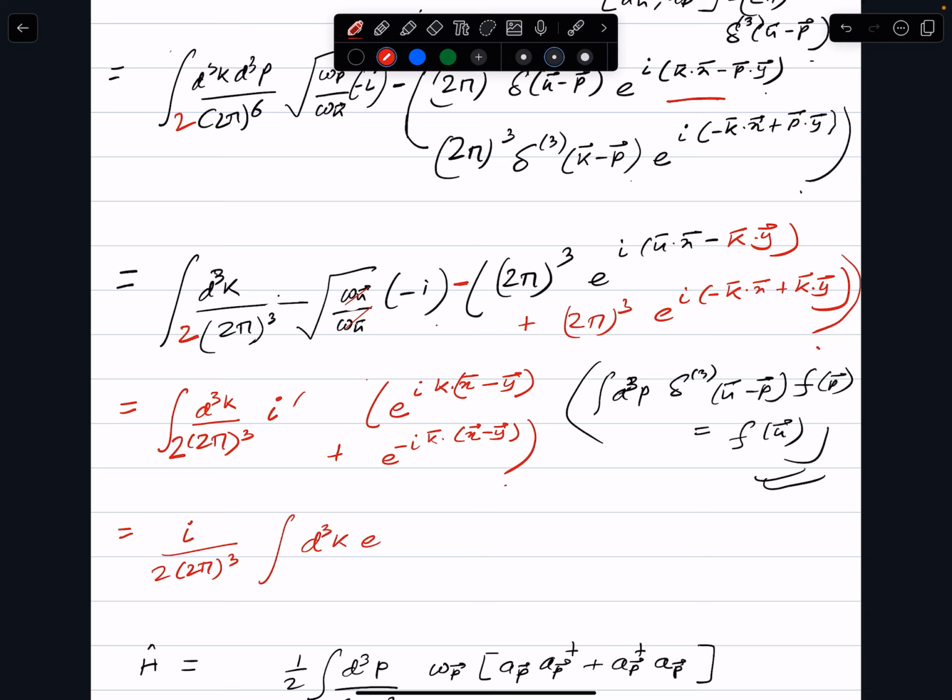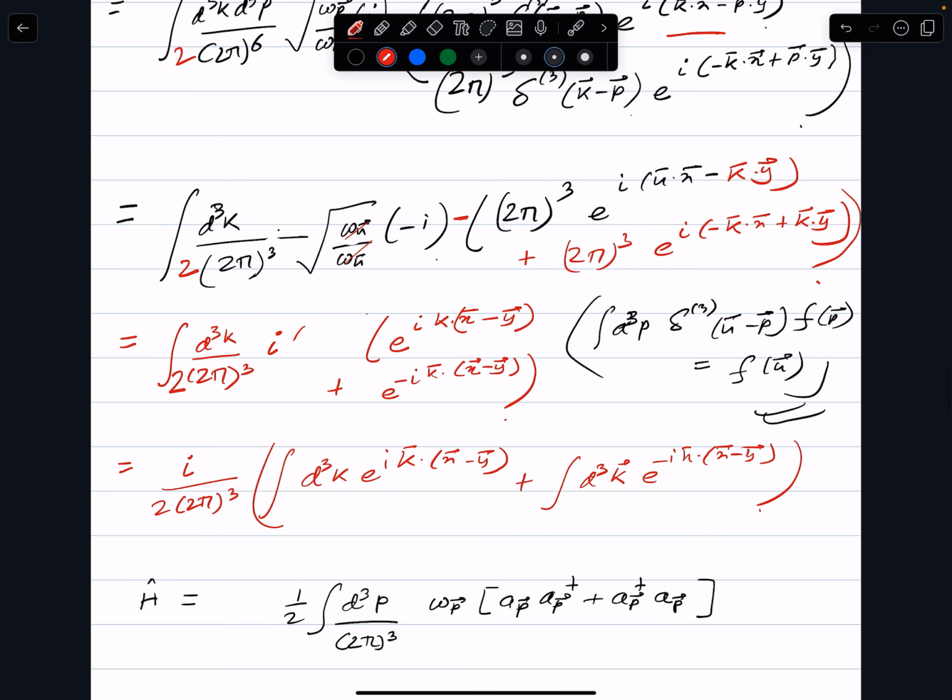I have d3k e to the power i k dot (x minus y) plus d3k e to the power minus i k dot (x minus y). Now it's easy to see that these two integrals are actually one and the same. The way to see it is to take a change of dummy variables: k goes to minus k.